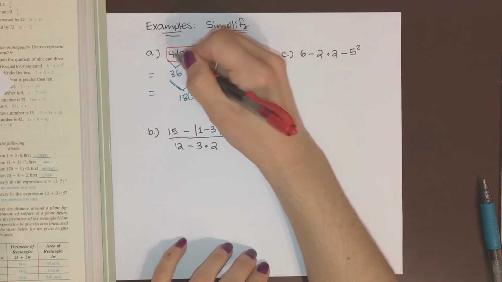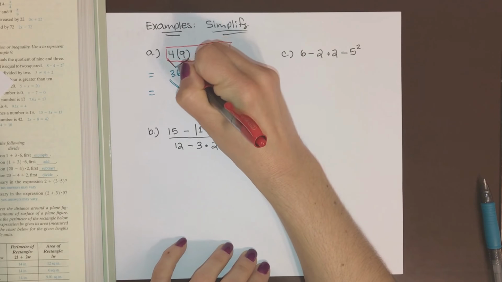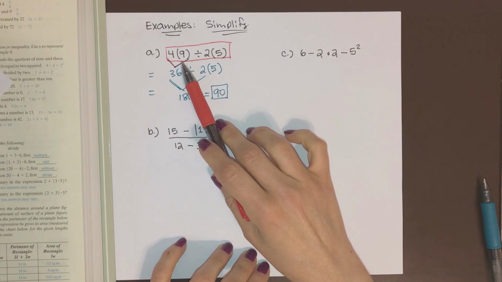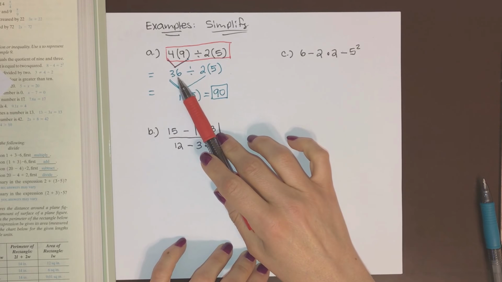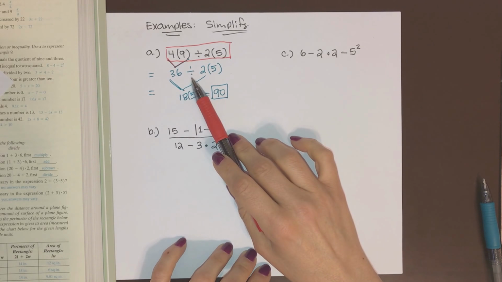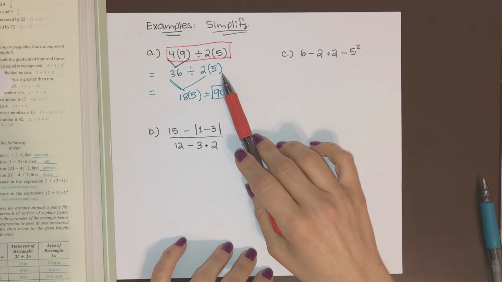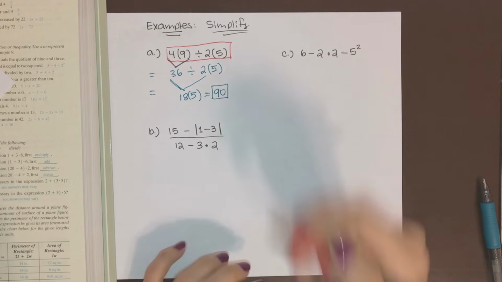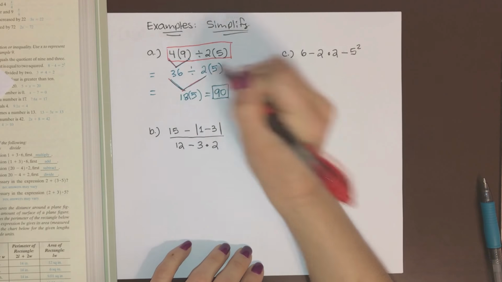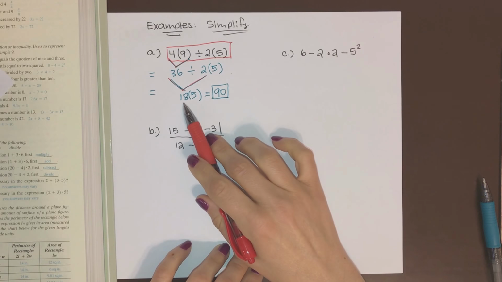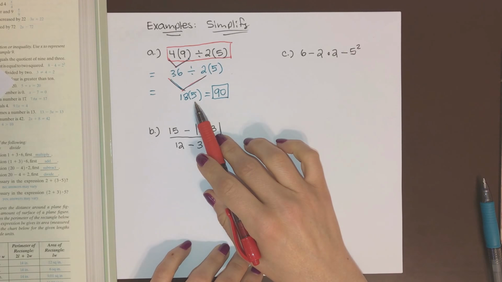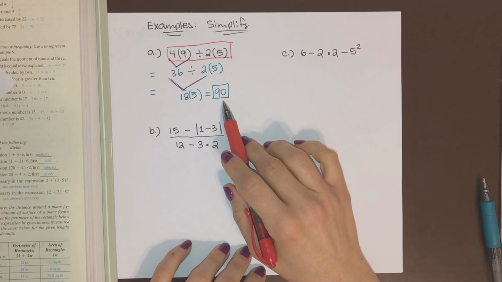The first step is this multiplication right here. So we have 4 times 9, which gives me 36. You need to recopy the rest of the problem exactly the way it is. Again, the next step on the left is division. We get 18 multiplied by 5, and that's going to give us 90.